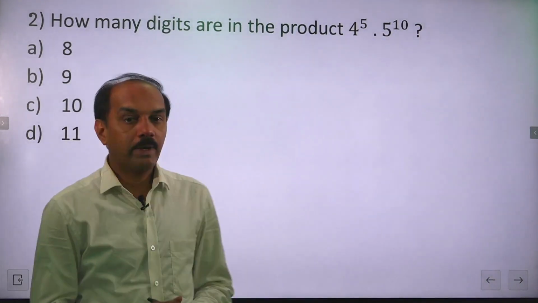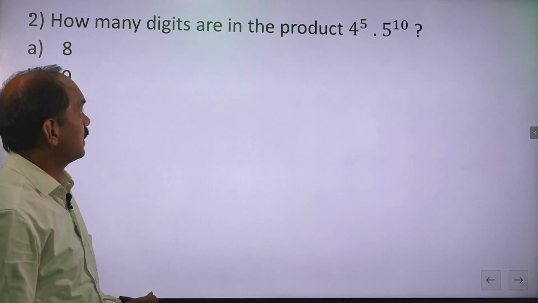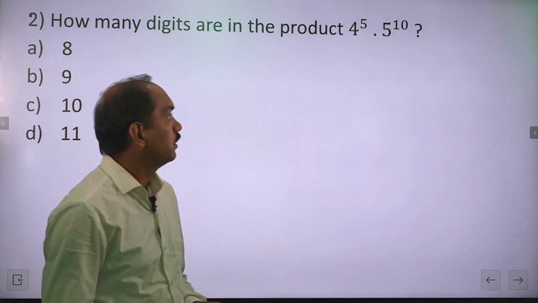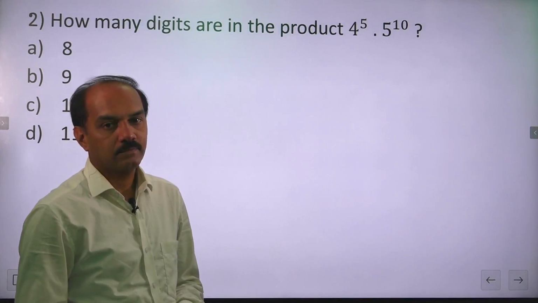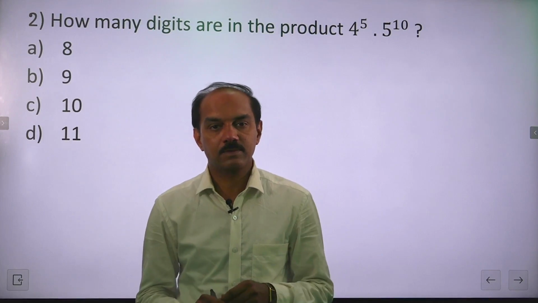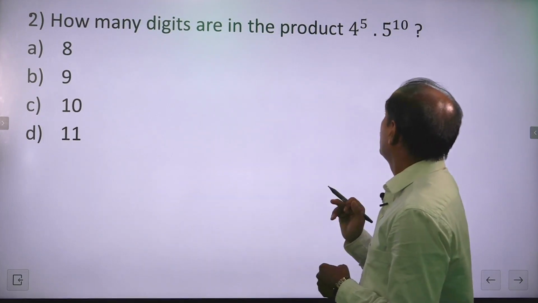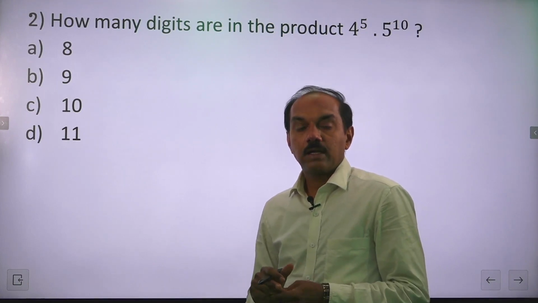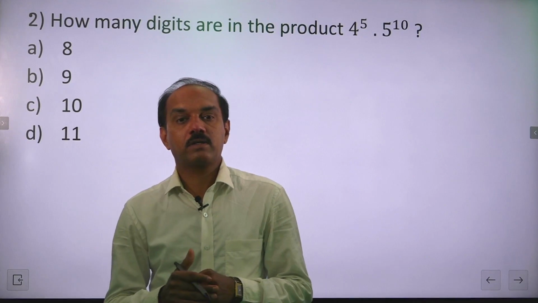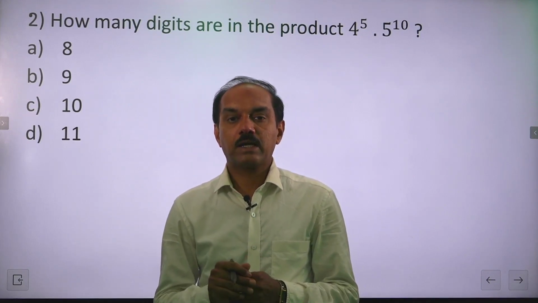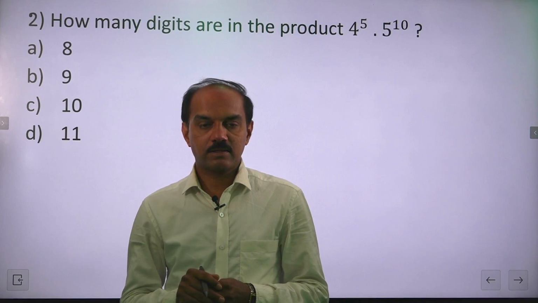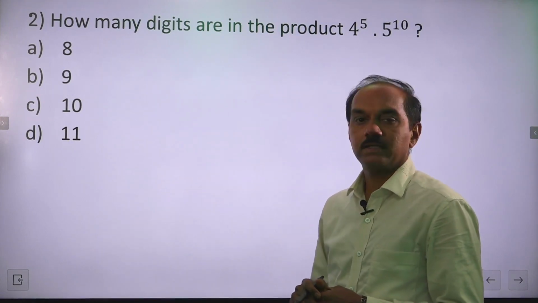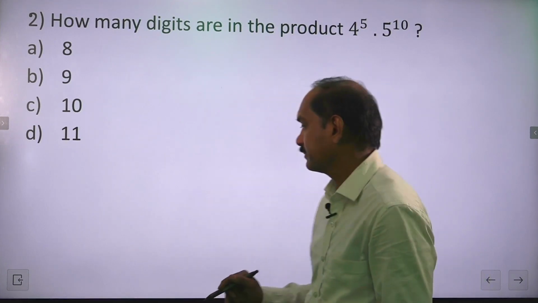Second one, how many digits are in the product 4 to the power 5 into 5 to the power 10? Okay, 4 should be multiplied 5 times, 5 should be multiplied 10 times and we want their product, and how much we will get, that product is not important. We are concerned with only the number of digits in that product. Your options are 8, 9, 10 and 11.